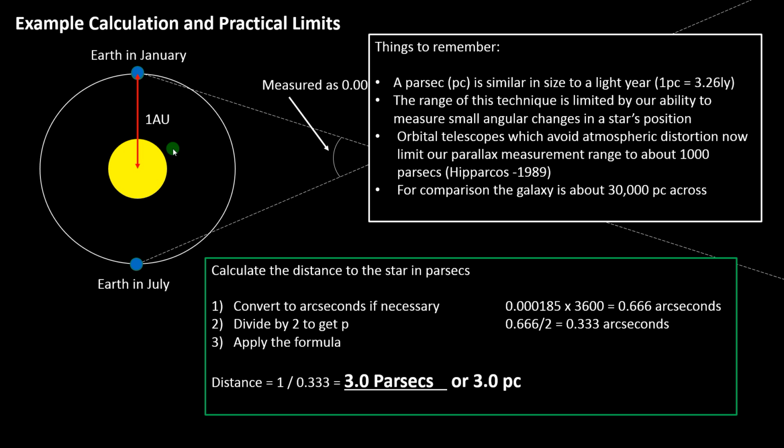So it has its limitations, but it is useful for calibrating other techniques. If you watched the video about Cepheid variables, you'll see that one of the ways we can calibrate Cepheid variables is by using a parallax measurement of the Cepheid variables that are relatively near to us. So that's parallax and its limitations and uses. Hopefully that's been useful.